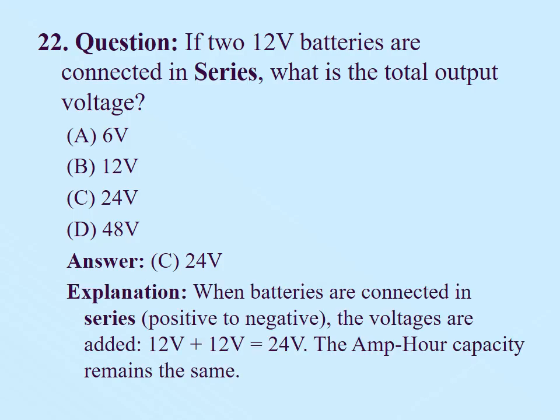Answer is C, 24 volt. When batteries are connected in series, positive to negative, the voltages are added, means 12 volt plus 12 volt equal to 24 volt. The ampere hour capacity remains the same.